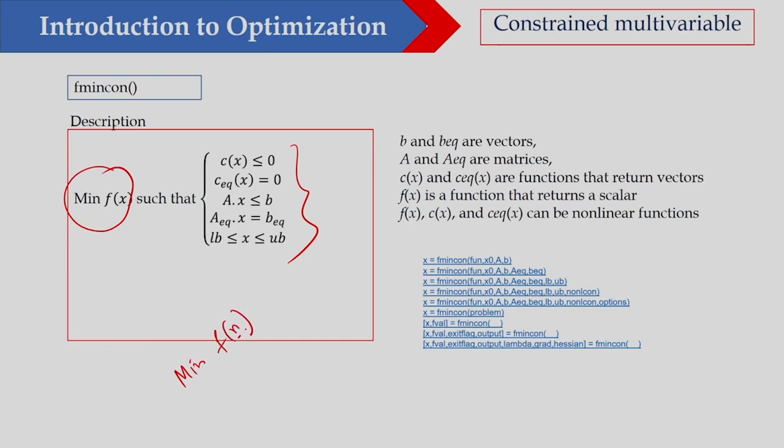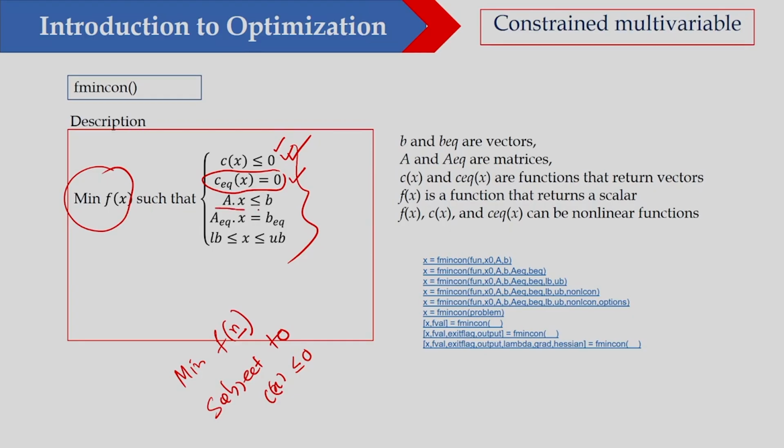Okay. So, x is a vector here, and then subject to c(x) less than or equal to 0. The first one is c(x) less than or equal to 0. That means this is a non-linear inequality constraint. Then the second one is ceq(x), that means this is a non-linear equality constraint. First one is the inequality constraint, and this is the equality constraint.